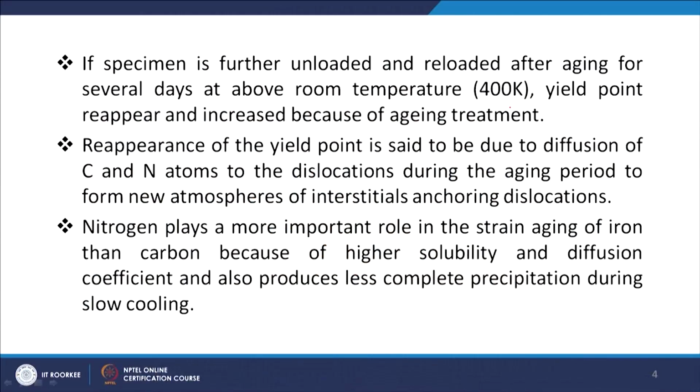So in this case, it is found that nitrogen plays a more important role in the strain aging of iron than carbon, because of the higher solubility and diffusion coefficient of nitrogen as compared to carbon, and also it produces less complete precipitation during slow cooling. Because of that, nitrogen is considered to be more important than carbon.